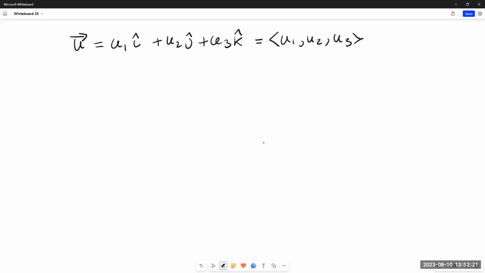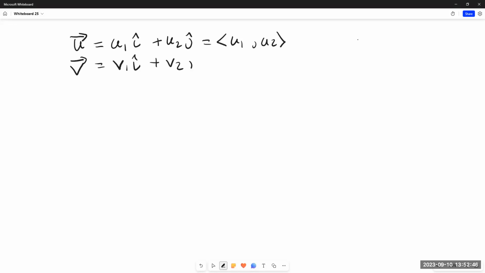But I'm just going to be dealing mostly with two-dimensional vectors here. So I'm going to get rid of this k component, and I'm going to deal with u1, u2, like so. And let's say that I have another vector here, v, that is v1 i plus v2 j, which is v1, v2. And let's say that I want to add the vectors u and v together.